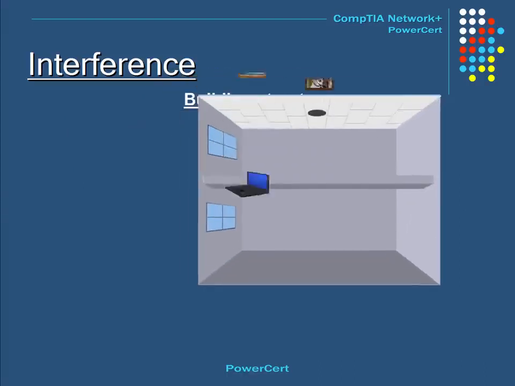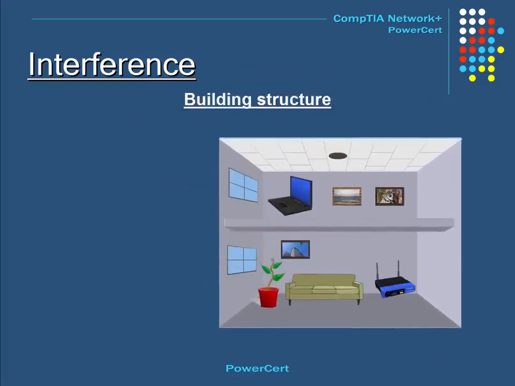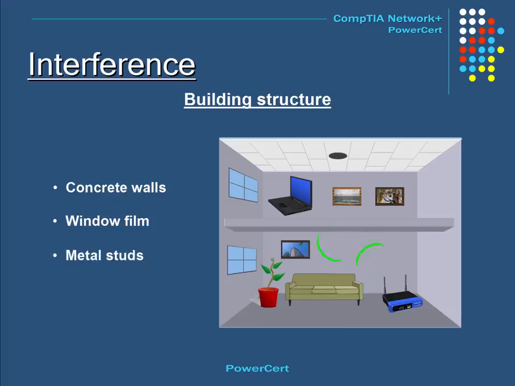And also the structure of a building is another factor that can affect a wireless signal. Depending upon the structure of the building, things like concrete walls, window film, and metal studs can all affect wireless signals. So in this case, you may have to consider where you are placing your wireless router to avoid these kinds of structural interference issues. So you may have to test out certain areas in your home or office to make sure that all your devices can use your wireless network.